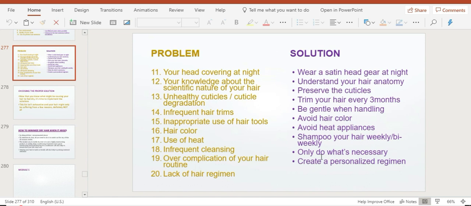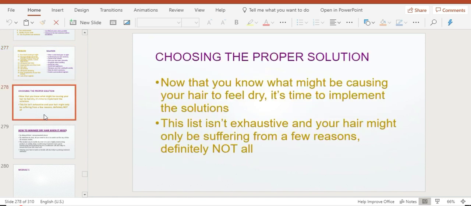All right, so choosing the proper solution. Now that you know what might be causing you to have dry hair, it's time for you to go and practice those things, and to actually use those solutions that I shared. So again, remember, this list isn't exhaustive, meaning that there might actually be more reasons. But these are popular reasons that I've seen out there.